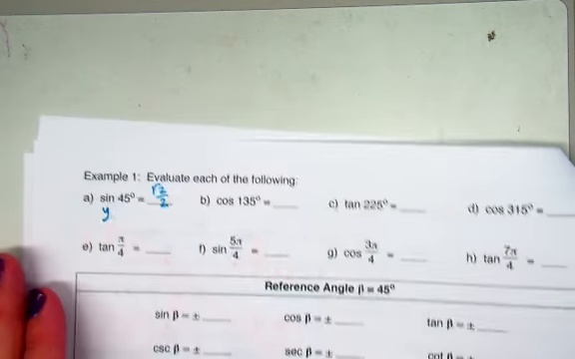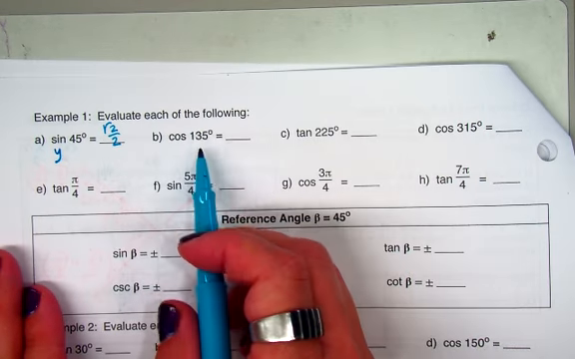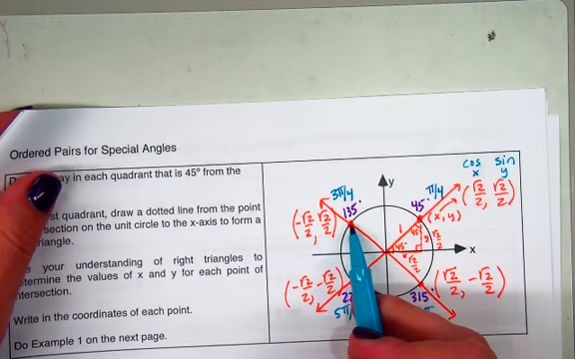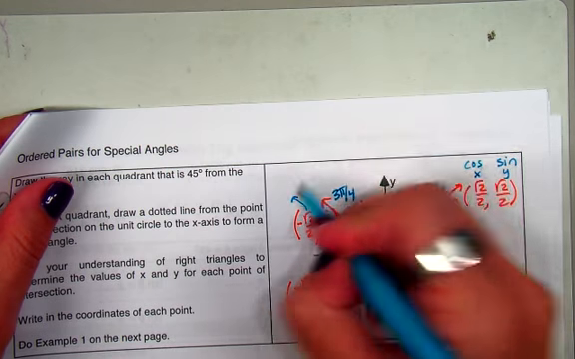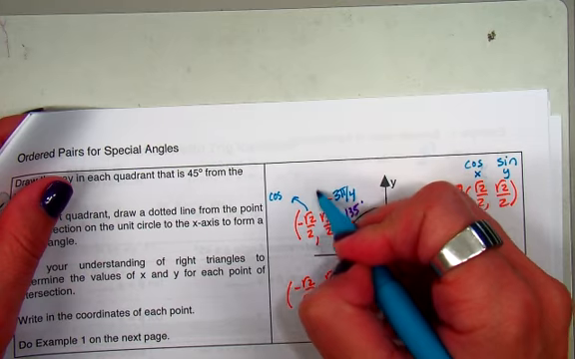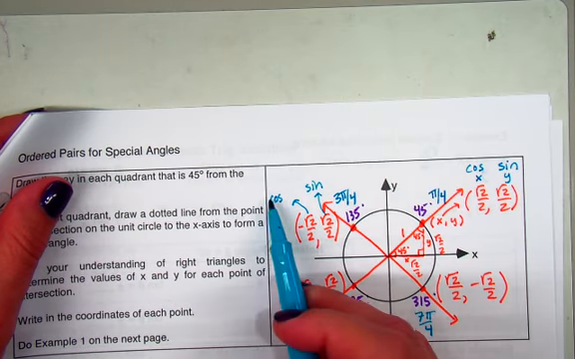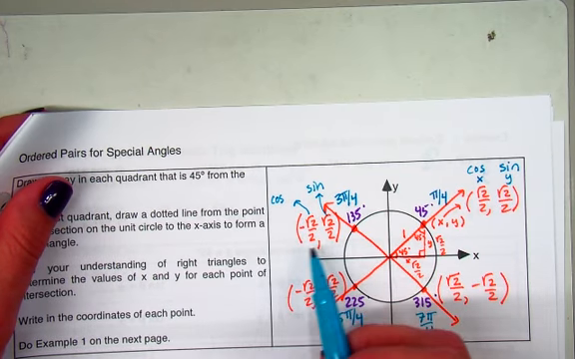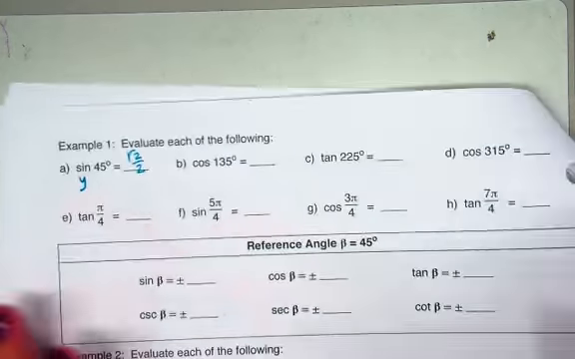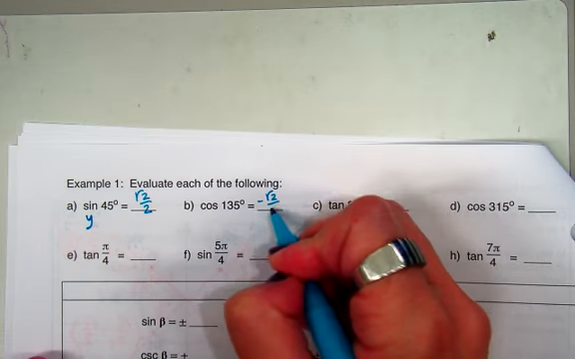Okay, let's try another one. B, cosine of 135. Okay, well, I go to 135. Here it is. Again, this first one is cosine. This is sine. So cosine is negative root 2 over 2. So my answer is just negative root 2 over 2.